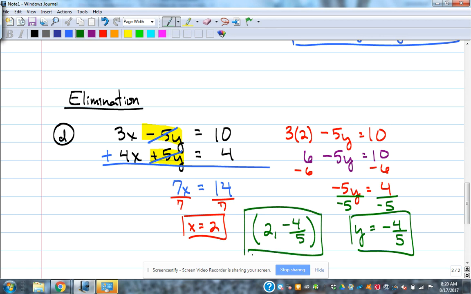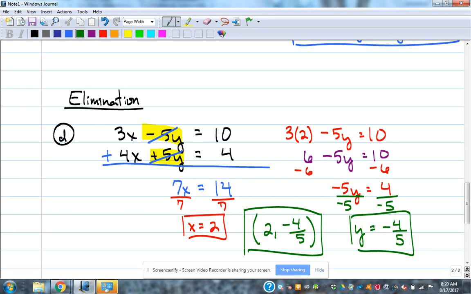And here's a prime example of why algebraically is a little bit better than graphing. If I had graphed these two equations, they cross at 2 and negative 4/5 as the ordered pair. Eyeballing negative 4/5 on the coordinate plane is pretty tough. I couldn't glance at your graph and tell the difference in negative 4/5 and negative 5/6. There's very little difference in those two when you're eyeballing it.